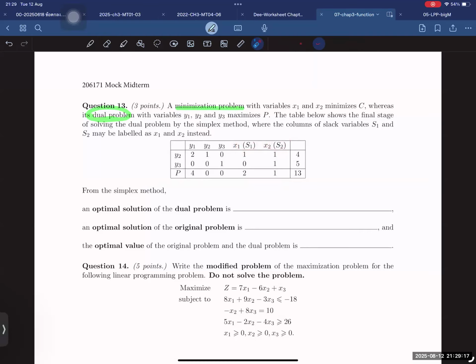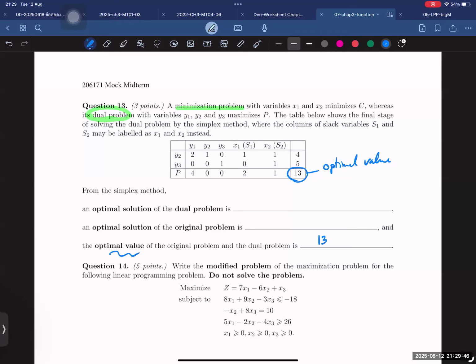Okay. Now, from the table here, you have to be able to interpret the table. Here, it's going to be your optimal value. This can be the same optimal value in the minimum problem and the maximum problem. So the optimal value is 13.